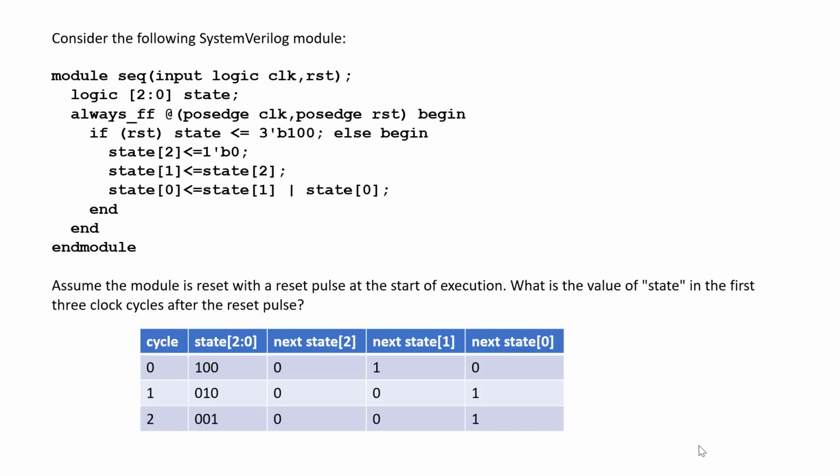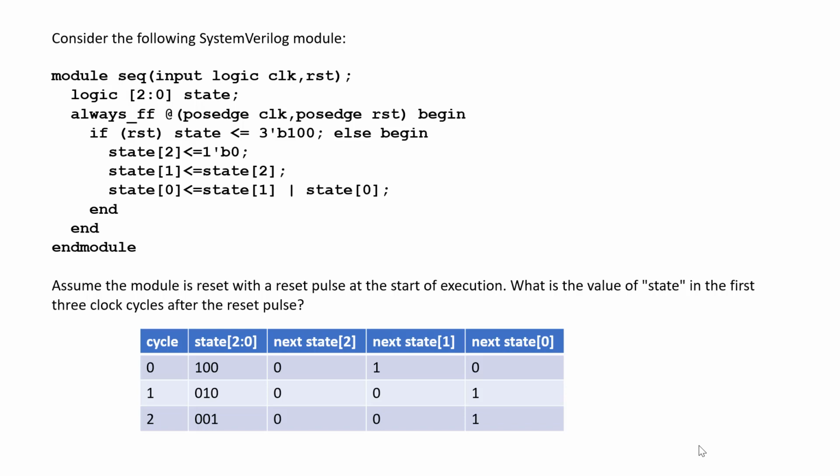On the next edge, assuming that reset is low, so after we stop resetting, the next value of state 2 is 0. So that's going to go to 0. And state 1 will be whatever state 2 was previously. So essentially state 1 is kind of shifting down. Whatever the value of state 2 was gets shifted to the right by one bit and goes into state 1.